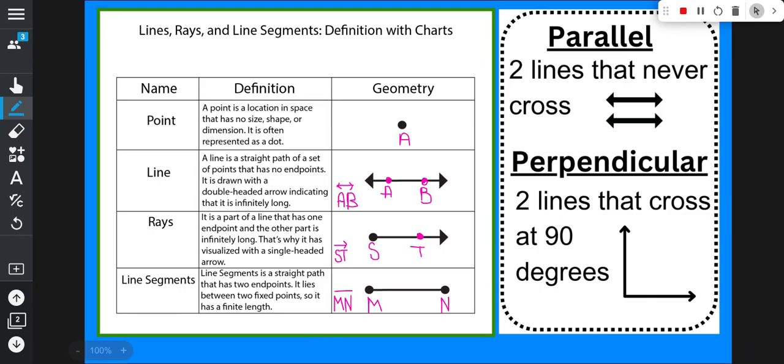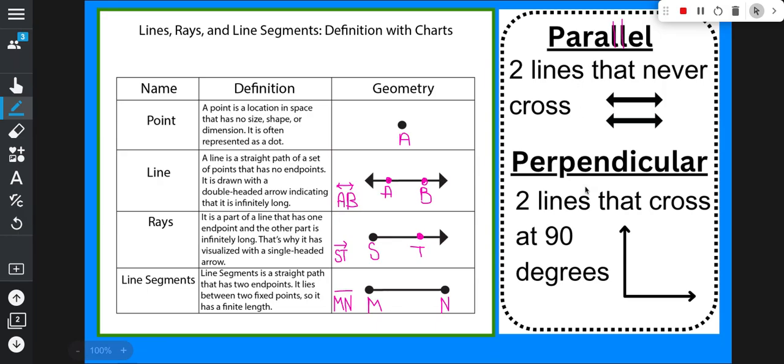The next two concepts you need to learn about are parallel lines and perpendicular lines. Parallel lines are lines that will never cross or touch if they continue on forever and ever. A good way to remember parallel is right within the name. It has two parallel lines. So the two L's in the middle of parallel create parallel lines. They will never cross or touch.